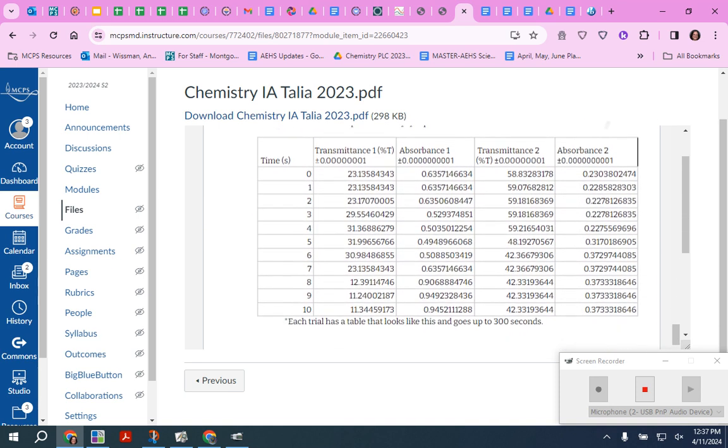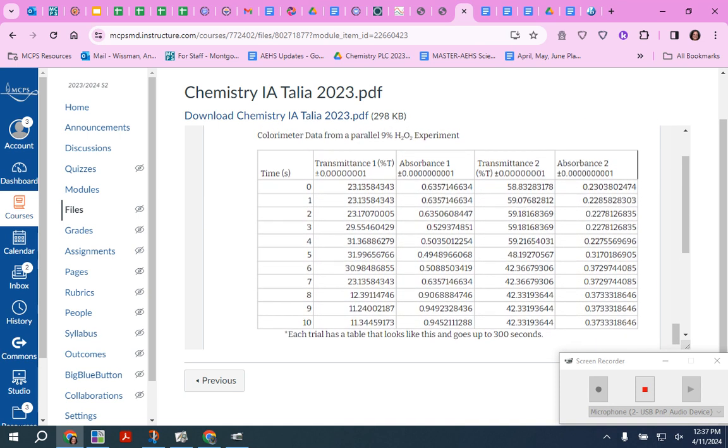Data tables. So she was collecting a sample every second in the colorimeter from 4 different colorimeters at a time on a laptop. She didn't have to write those down, which is nice, but she's not going to include 300 lines of data from one trial, okay? So she shows the first 10 seconds, with transmittance and absorbance of one of the colorimeters, transmittance and absorbance of the other colorimeter, and says each trial has a table that looks like this and goes up to 300 seconds.